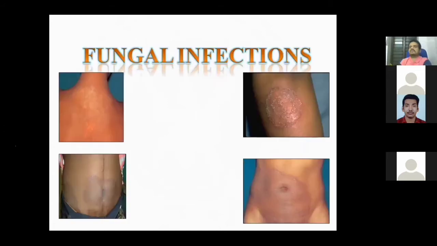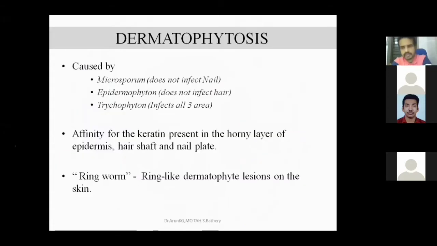Now, we can go to specific cases. Okay, first of all, fungal infections. Here we will be dealing with the superficial fungal infections. In the superficial fungal infections, the most important one is dermatophytosis. Okay, dermatophytosis we all know is caused by three types of fungi: microsporum, epidermophyton, and trichophyton. Now, of these, trichophyton infects skin, nail, and hair. Okay, whereas microsporum does not infect nail, and epidermophyton does not infect hair.